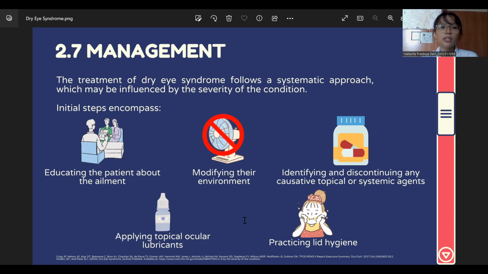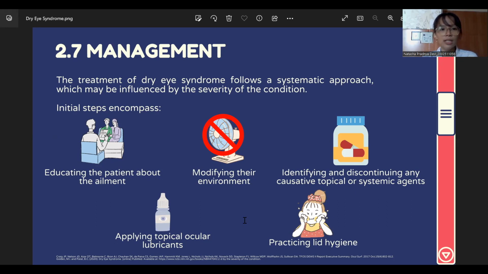Now I will explain the treatment of dry eye syndrome. The treatment of dry eye syndrome follows a systemic approach which may be influenced by the severity of the condition. Initial steps include educating the patient about the ailment and modifying their environment, which involves eliminating sources of high airflow or fans, reducing screen time, and employing a humidifier.